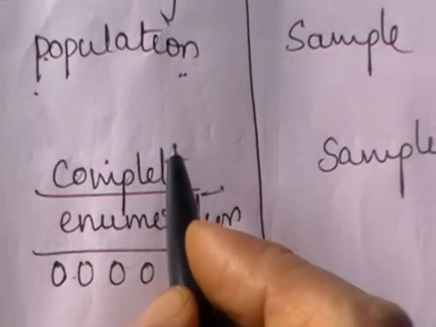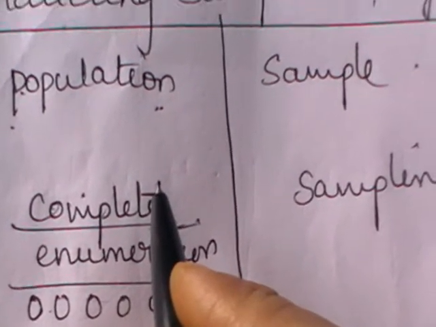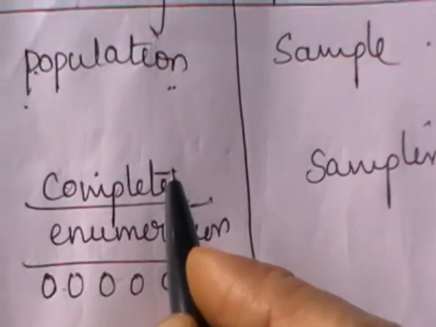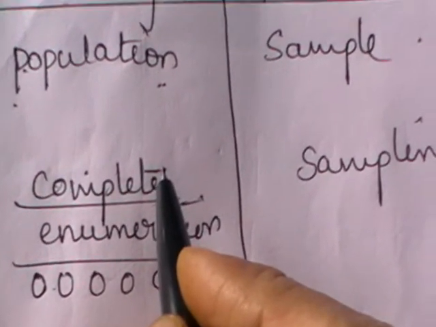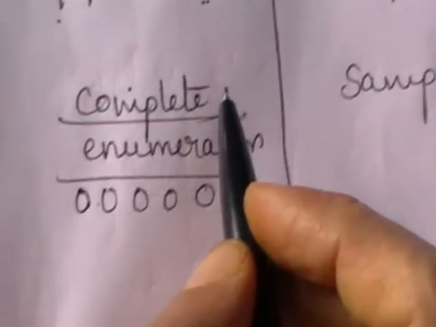So what are the sizes of population? Finite or infinite population. If the number of units in a population is finite, we call that a finite population. If the number of units in a population is uncountable, we call that an infinite population.